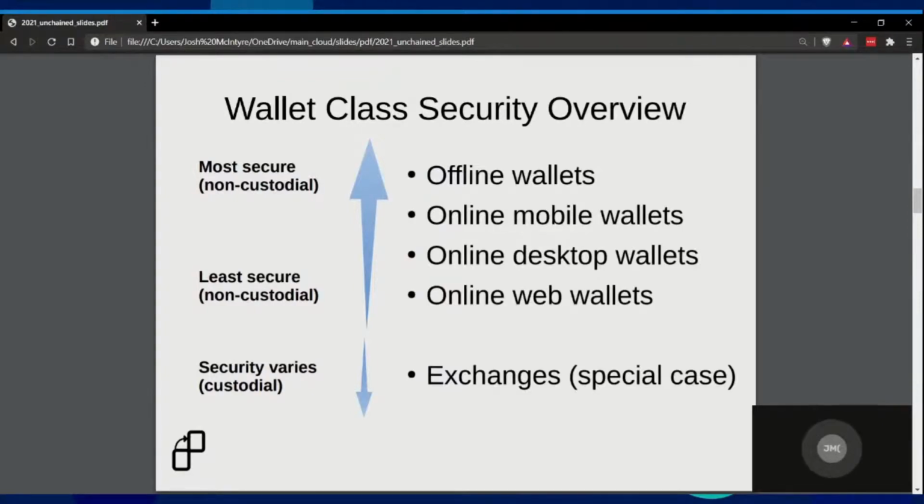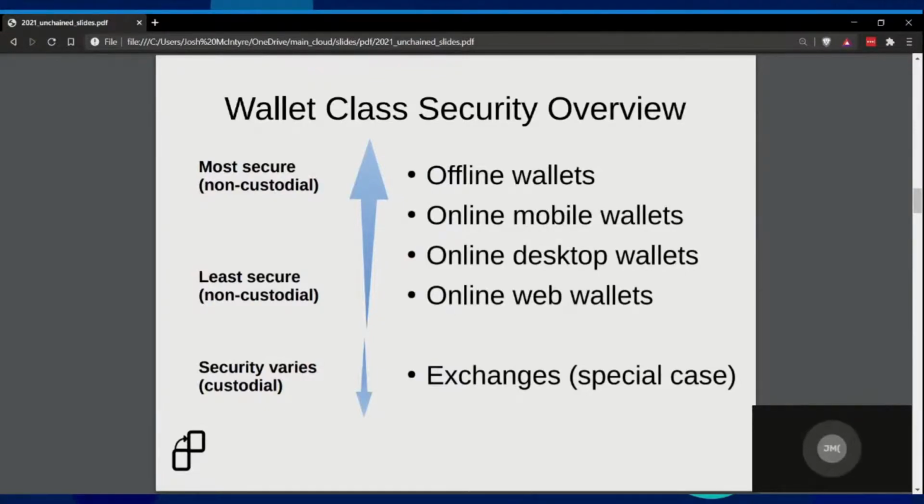The next broad class is online desktop wallets. So this is something like a Coinomi wallet or Electrum or Electron Cash that you install on a desktop device like a laptop, computer desktop, etc. And really the least secure, and I would say most discouraged for non-custodial, exchange-type services, is online web wallets. So this is something like the blockchain.com wallet, which is by far the most popular example. And there are quite a few reasons why this is generally not preferred.